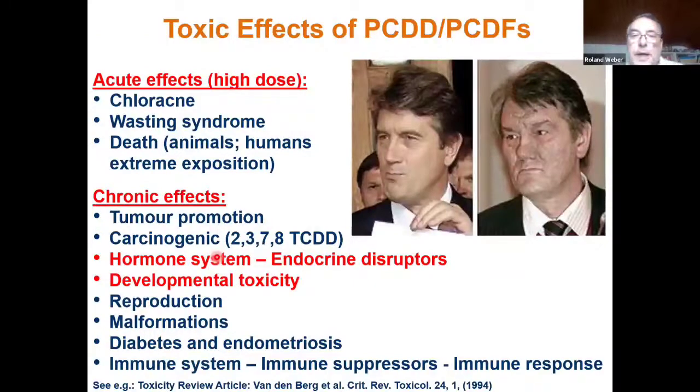What are the toxic effects of dioxins? Acute effects at high dose are chloracne, wasting syndrome, and even death for animals at quite low levels, but also humans at extreme exposure. Important for us is the daily impact we get. And this can lead to chronic effects like tumor promotion, carcinogenicity, hormone system disruption, endocrine disruption, and developmental toxicity. Also immune system suppression. So it's quite complex.